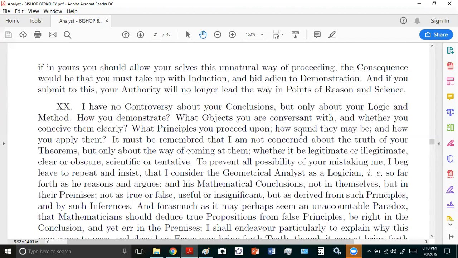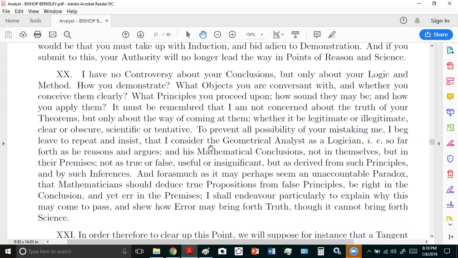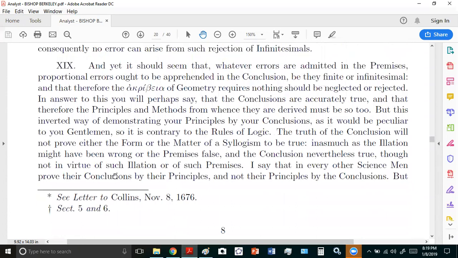But he says, I have no controversy about your conclusions, but only about your logic and method, how you demonstrate, what objects you are conversant with, and whether you conceive them clearly, right? So it says what principles you proceed upon, how sound they may be, and how you apply them, right? And he says, I'm not concerned about the truth of your theorems, but only about the way of coming at them. So a lot of the refutations and objections that he had were very valid. And most of the morons in mainstream academia have never really realized these things.